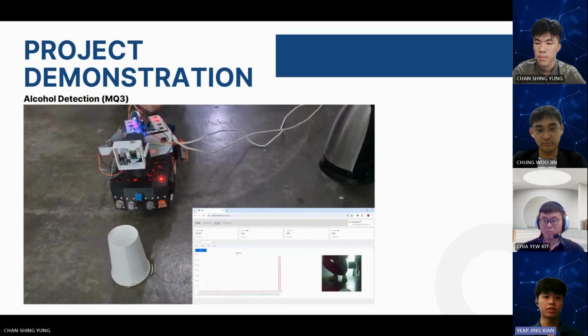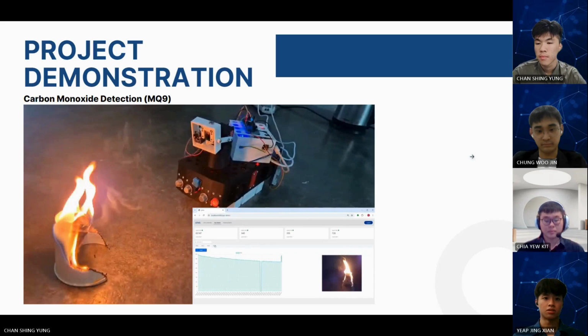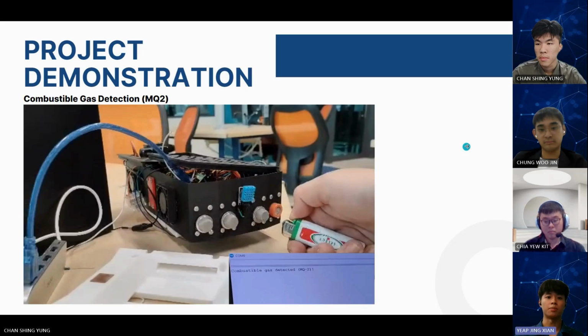We have the MQ3 sensor that is able to detect abnormal alcohol concentration. From the website UI, the spike indicates that there is a specific area having an abnormal alcohol concentration. Next slide. Coming to the MQ9 sensor, it is capable of detecting carbon monoxide. Next slide. Lastly is the MQ2 sensor, which functions to detect combustible gas.